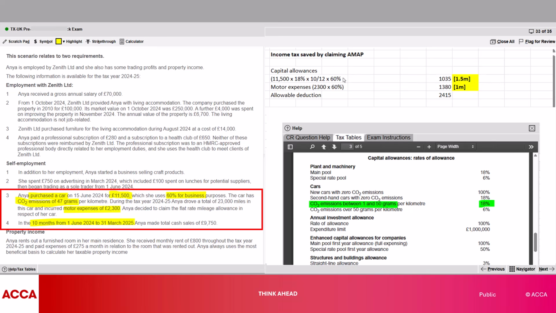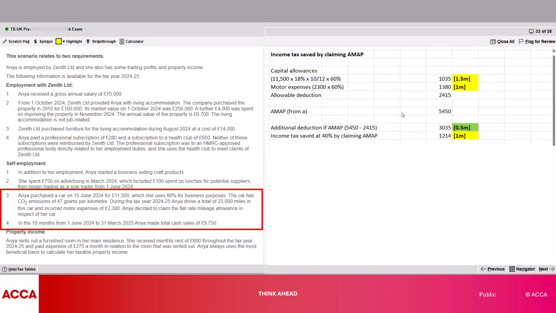1.5 marks. And it will be a half for each part of that you've got right. So half for 18%, half for the time apportionment, half for the 60%. And the motor expenses, which could be deducted as well, 60% of 2,300. So 1 mark if you've put that in. And that would mean that she would have deducted £2,415. If we look back at Part A, our mileage allowance was £5,450 from Part A. So she's deducted £3,035 more, half a mark for that.